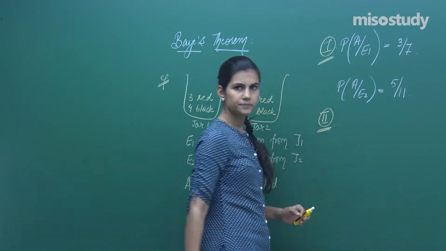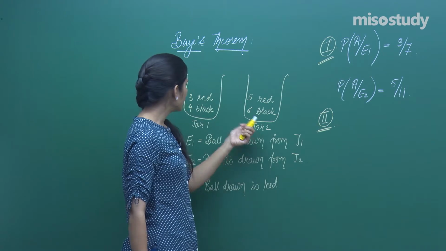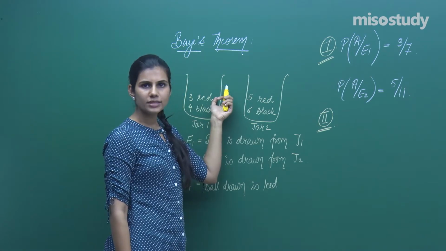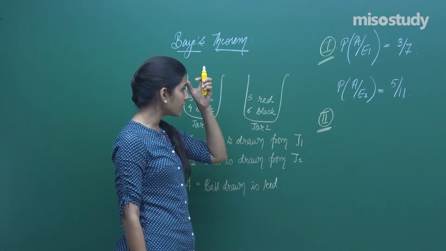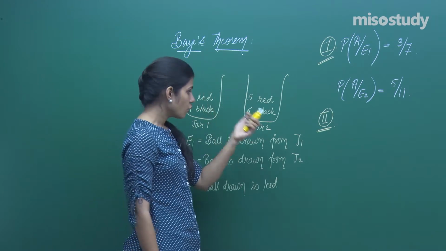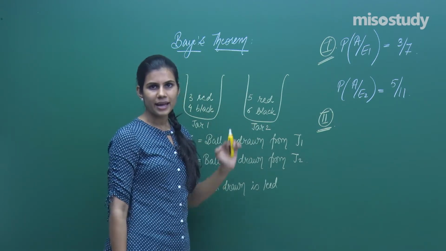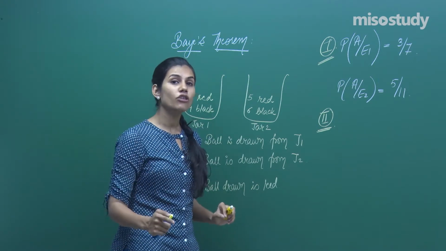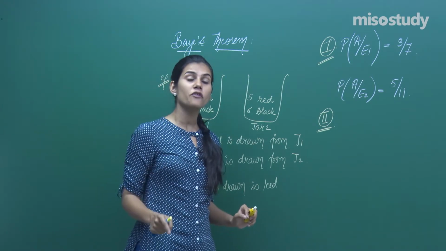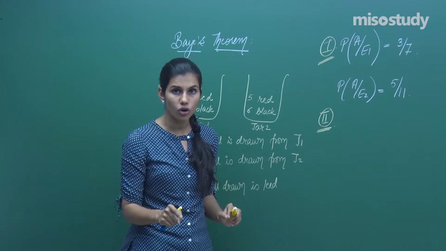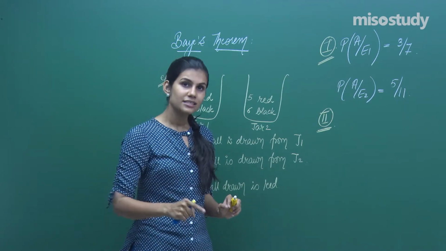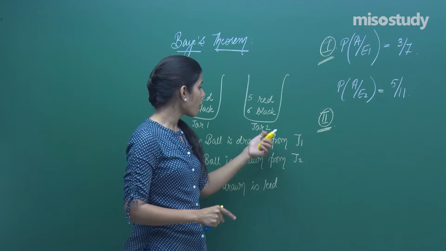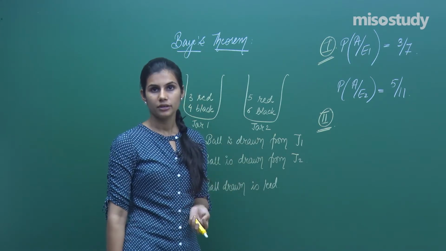Second scenario. I am saying there are 2 jars. In the first jar there are 3 red balls and 4 black balls. In the second jar there are 5 red balls and 6 black balls. One jar is being selected at random and a ball is being drawn from that jar. If I am now giving you that I know the color of the ball being drawn for sure, then what is the probability that it is being drawn from a particular jar?